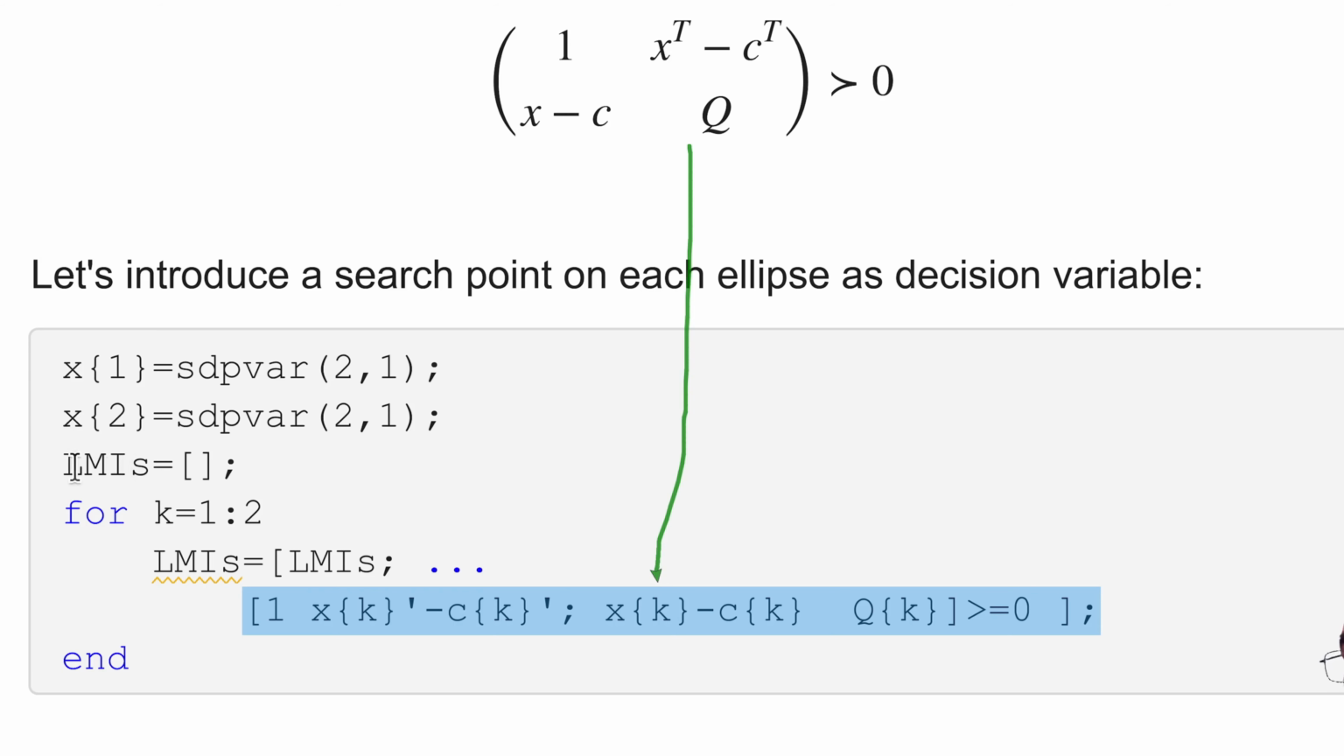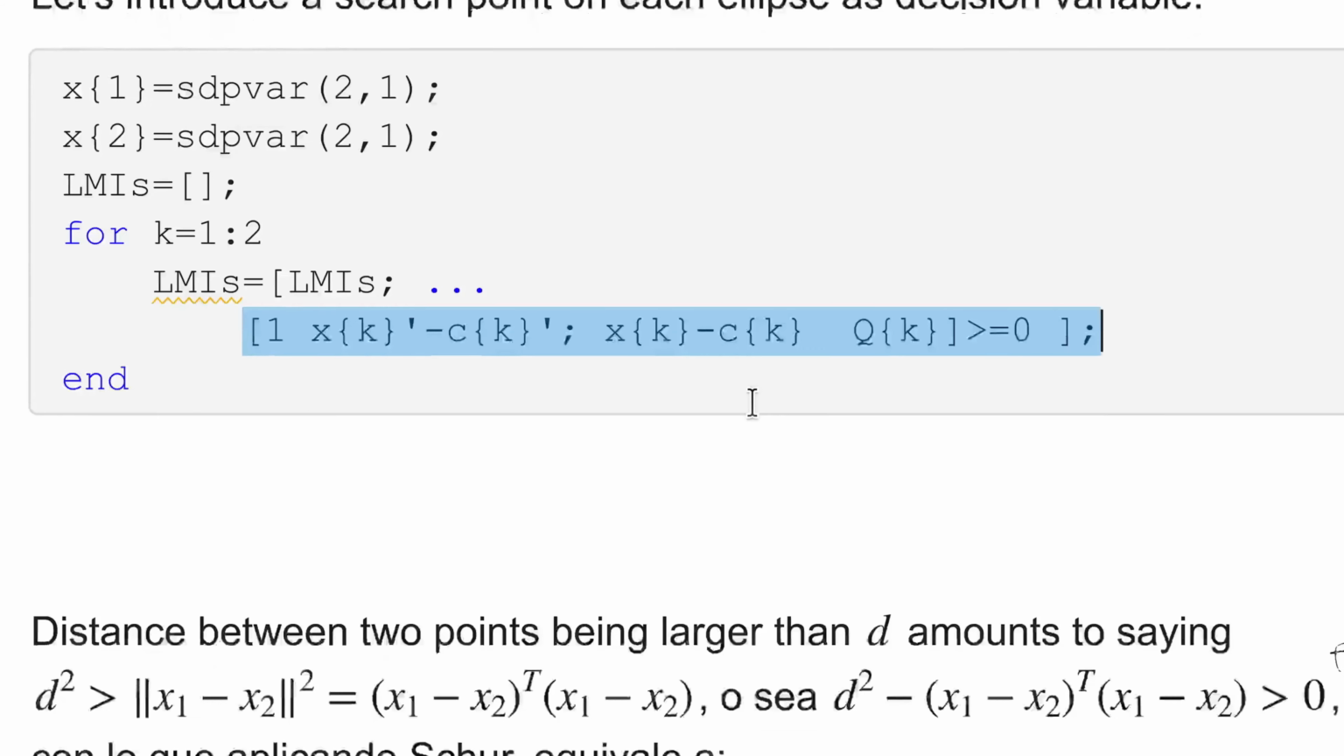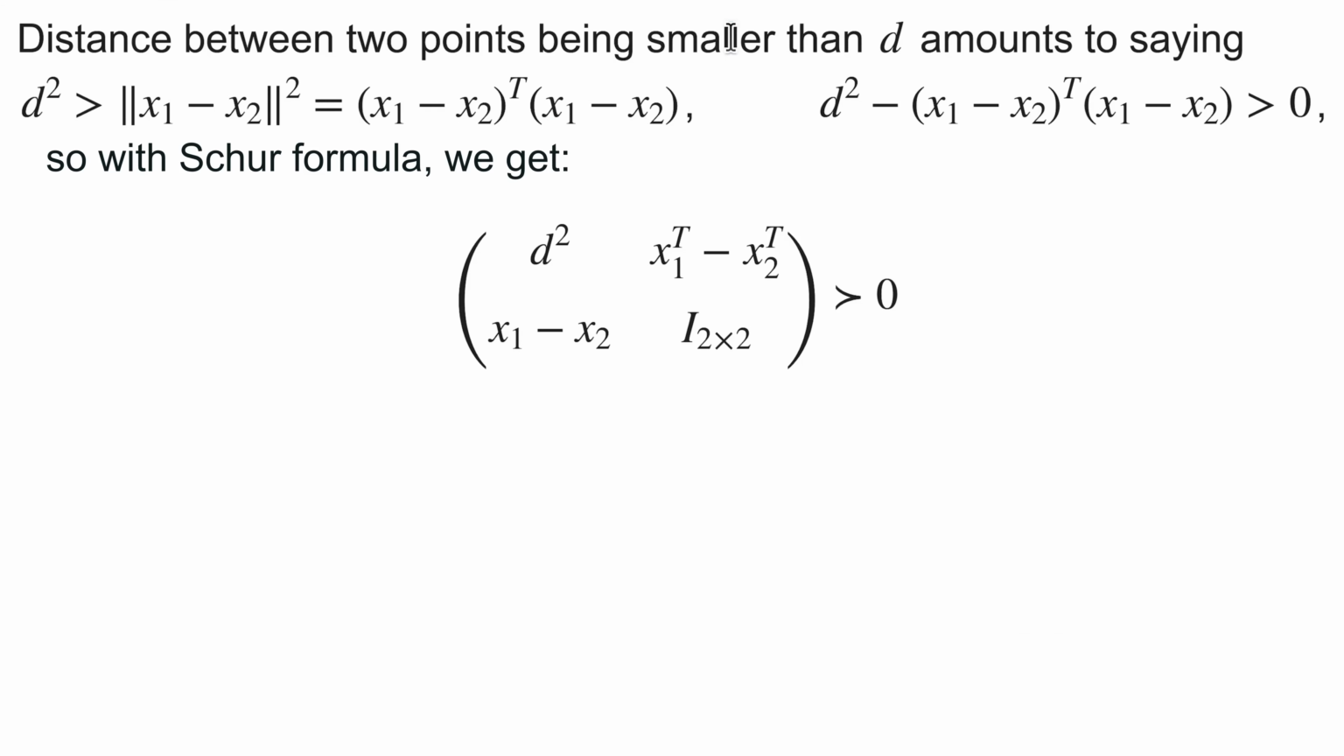I start with empty LMIs and I add two of them. So we have two points in the ellipsoids, and if the distance between the two points is smaller than d, it means that the Euclidean norm of the difference is less than d, or the squared Euclidean norm is less than d squared.